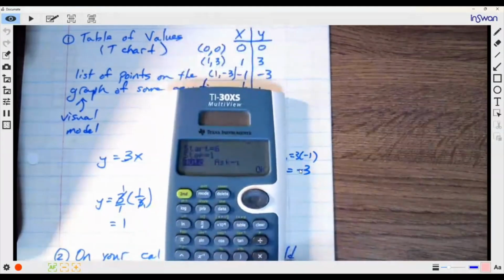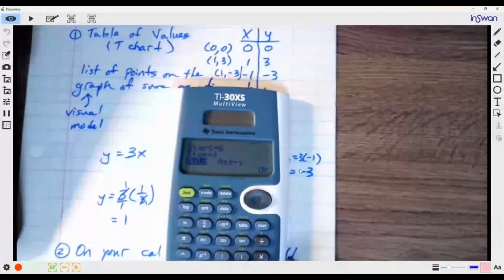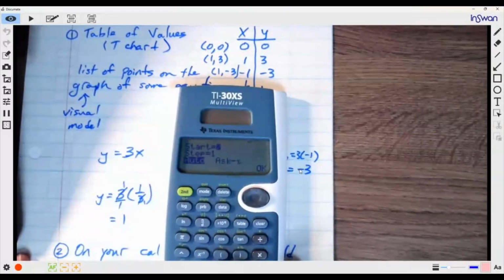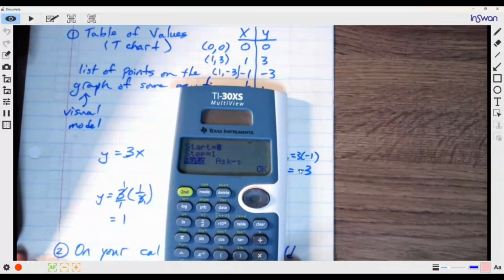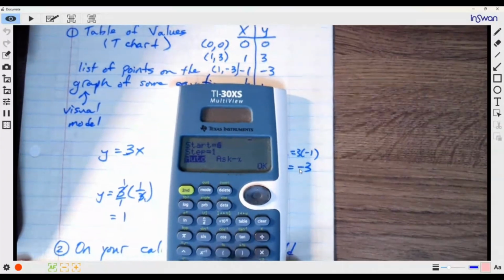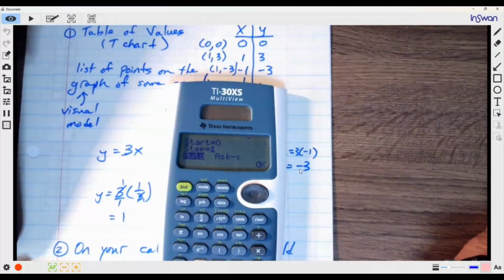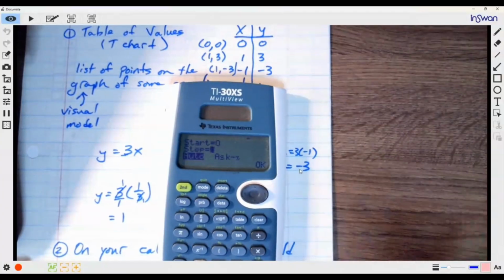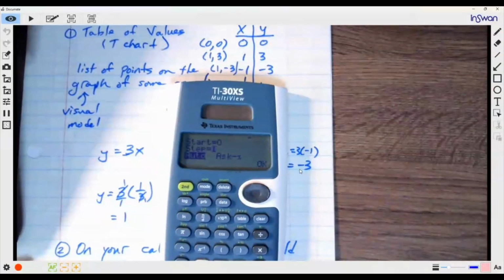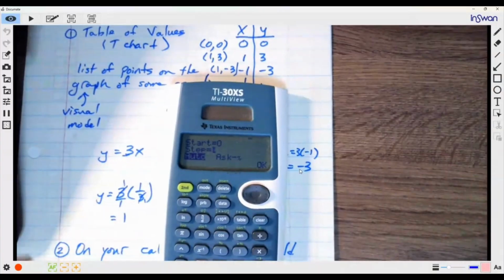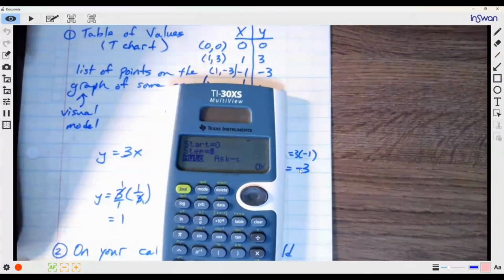It's now going to take me to a screen where it's going to ask me a couple of questions. Start means, where do you want the table of values to start at? We typically start it at 0. So I'm going to hit 0, enter. Then it's going to ask us for step. Step means, how many do you jump? When you start at 0, how many do you go to the next x value?